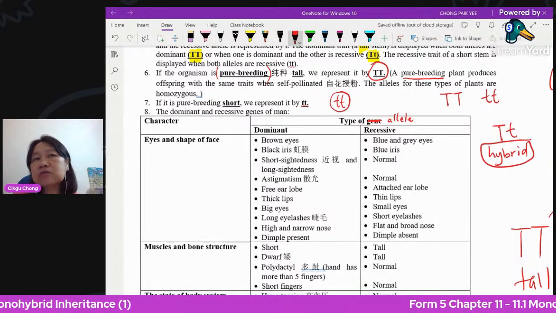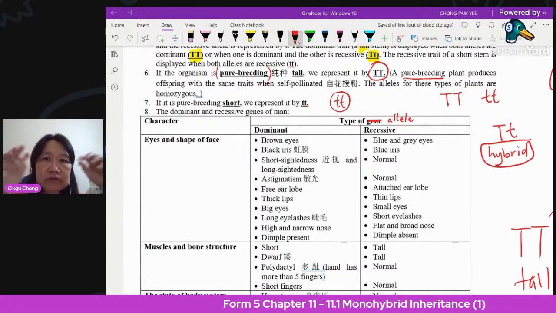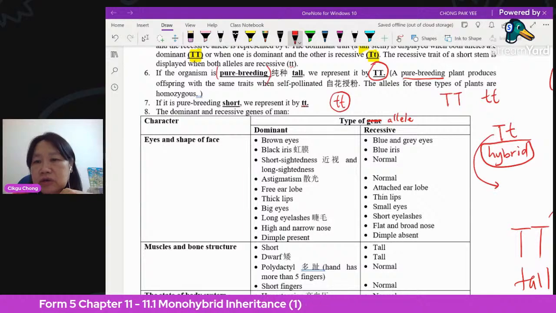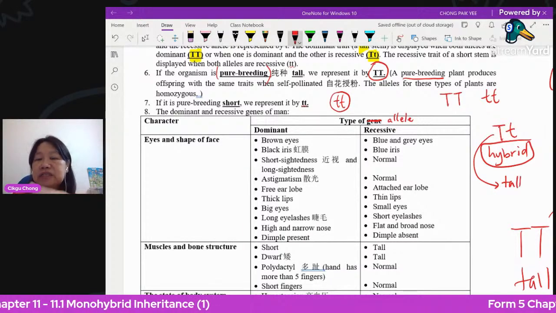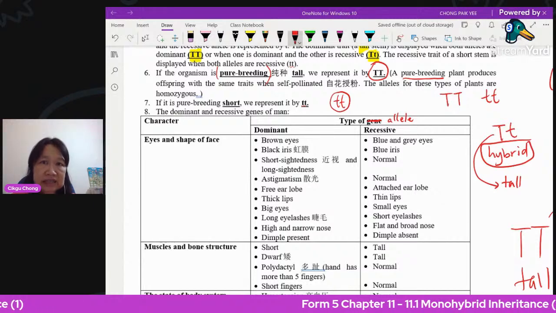You have a tall allele, you have a short allele. That means you have 2 types of characteristic there. But you only show the tall because the tall is stronger. The tall is dominant. But it's still called hybrid. Hybrid means you don't have 2 genes that are the same.